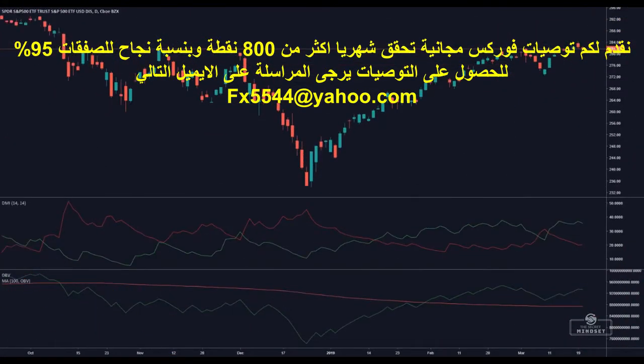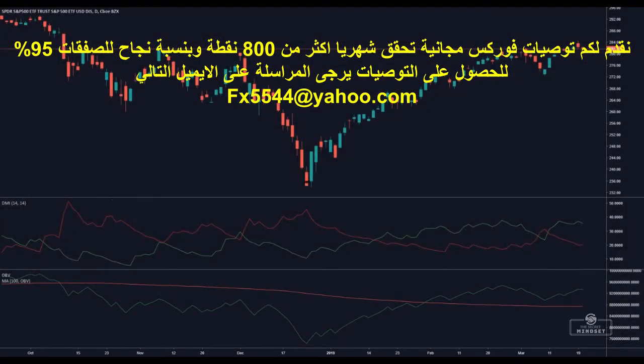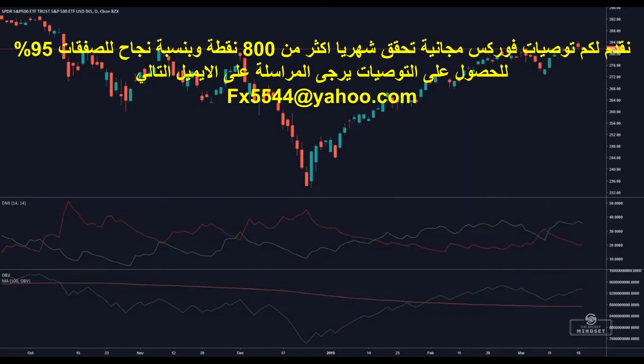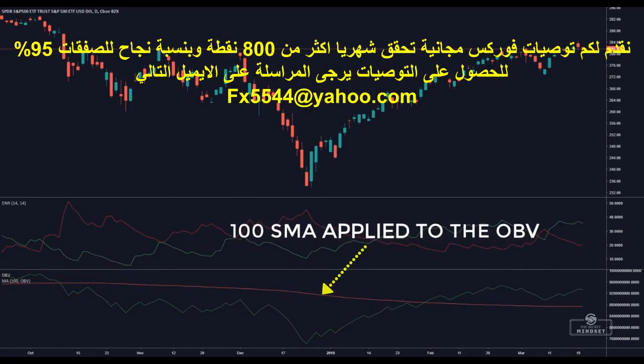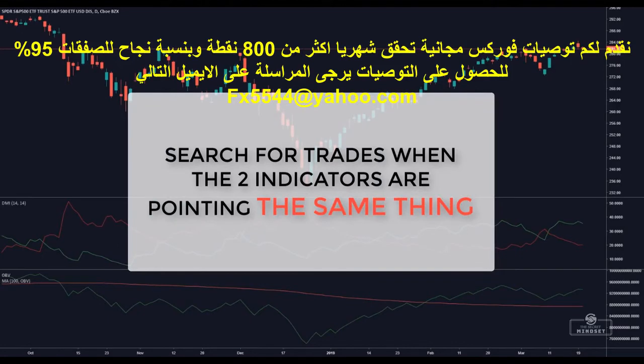I prefer to filter the entries with the on-balance volume. Basically, the OBV shows if the market's volume is flowing into or out of an instrument, whether it's a stock, a currency, or an index. We apply a 100 simple moving average to the OBV to determine the bullish and the bearish momentum on the market, and we search for trades when the two indicators are indicating the same thing.